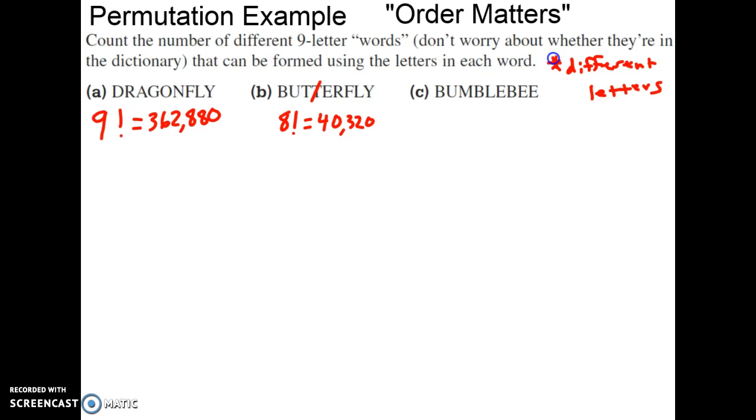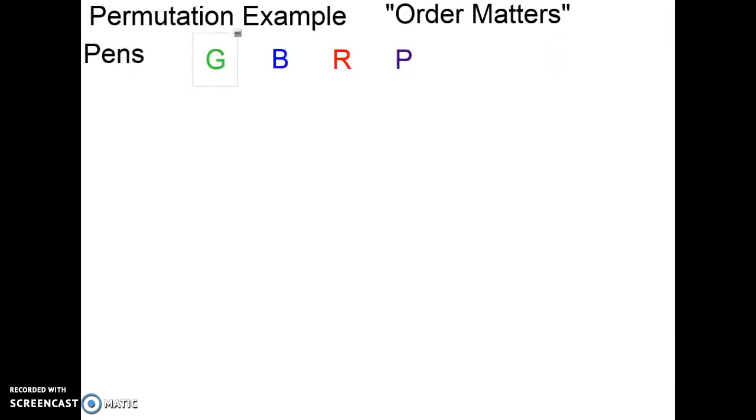And then for bumblebee, now we have a lot of repeats. So if you start with the first B, we can cross out the other B's here. And then we have E, and then those E's there. So we really have 1, 2, 3, 4, 5. We have 5 factorial, 420. So it's just a quick way to kind of get back into thinking of counting different scenarios. So this is a permutation example.